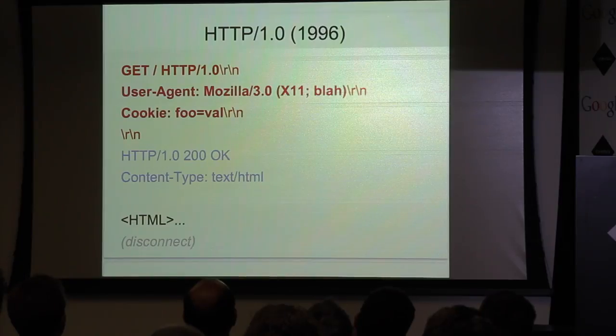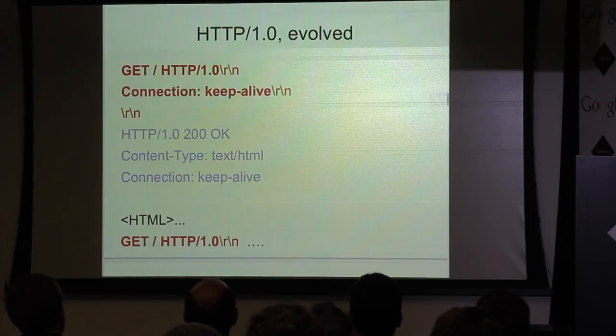Later on, we have HTTP 1.0 that actually adds a version at the end, so it starts to be extensible. There are key values in both the request, like user agent and cookie, and the response. So now you can say things like content type. And at the end, it just disconnects, just like before.